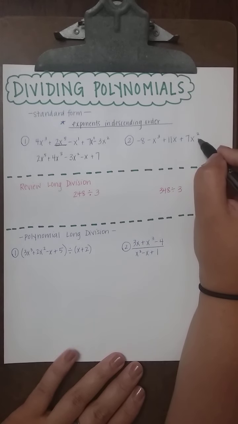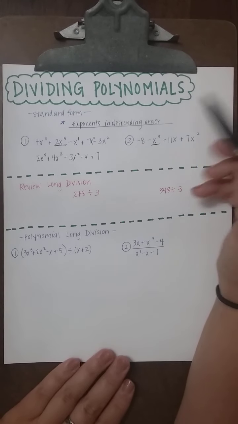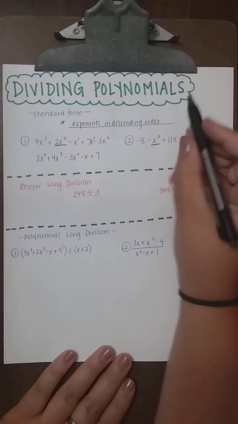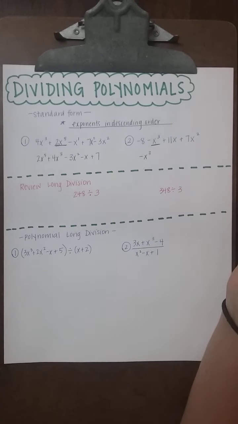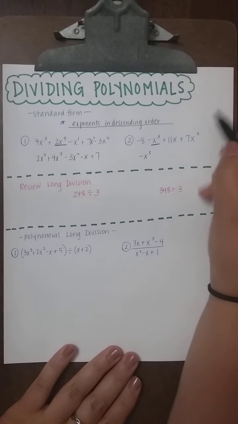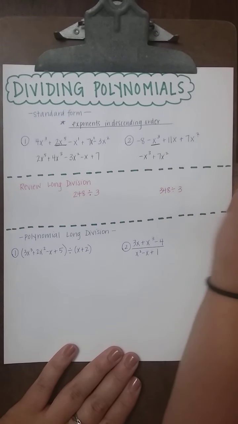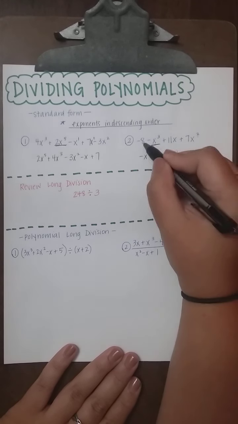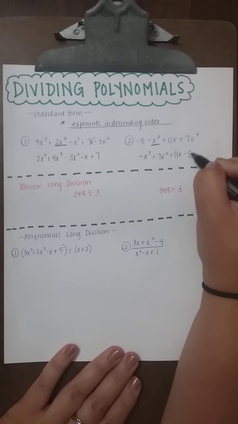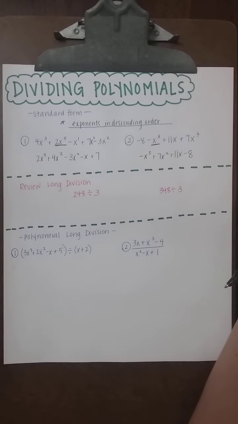For the second one, my highest exponent looks like this 3, x cubed. But in front of the x cubed, I have a minus sign. That minus has to stay with the x cubed. That's really a negative x cubed. Then after the 3, I've got a 2, so that's a positive 7x squared. Then I have x to the first power. And then I have no x, my constant, which is a minus 8. So just pay attention to your signs. Make sure you keep your signs with each term.